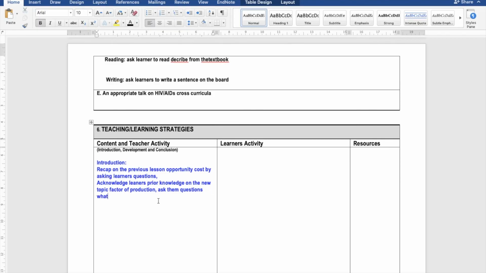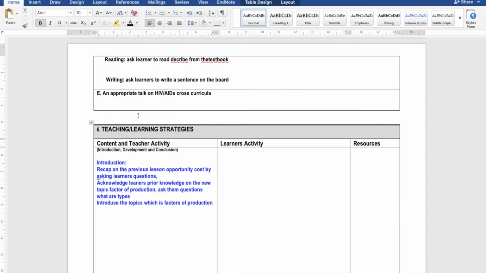What are the types of factors of production, or something like that? All right. So once it's done, then you introduce what? You introduce the topic. Okay, the topic. You say, okay, yes, because you asked them a question already about the topic. You say, okay, yes. So today we are going to talk about the topic, which is factors of production. Right. Good.